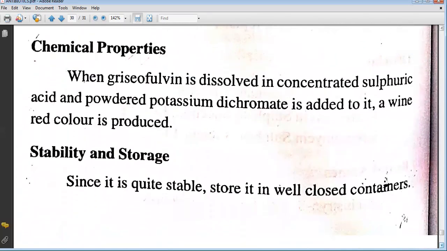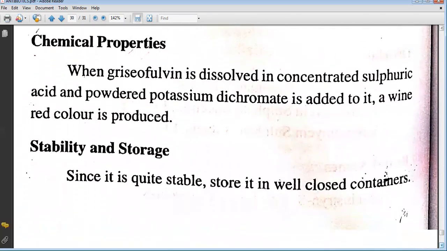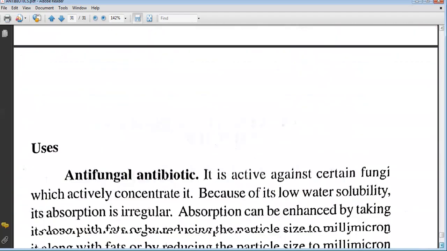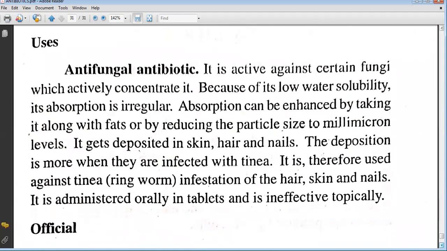When griseofulvin is dissolved in concentrated sulfuric acid and powdered potassium dichromate is added to it, a wine red color is produced. Since it is quite stable, store it in a well-closed container. It is being used as an antifungal antibiotic. It is active against certain fungi which actively concentrate it. Because of its low water solubility, its absorption is irregular.